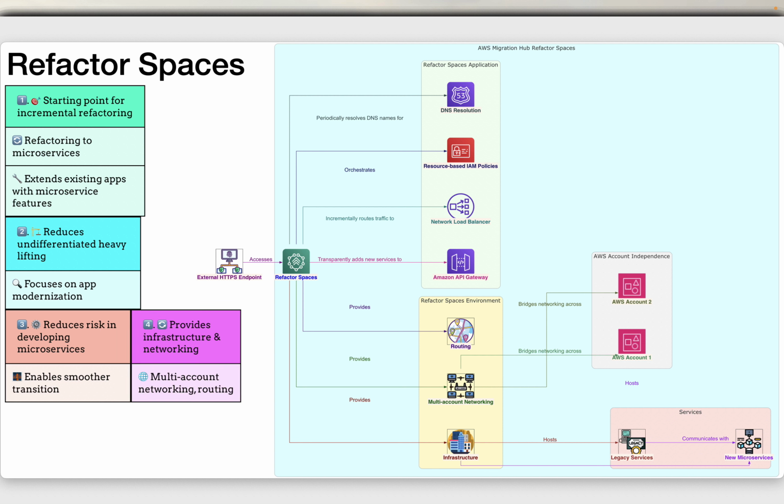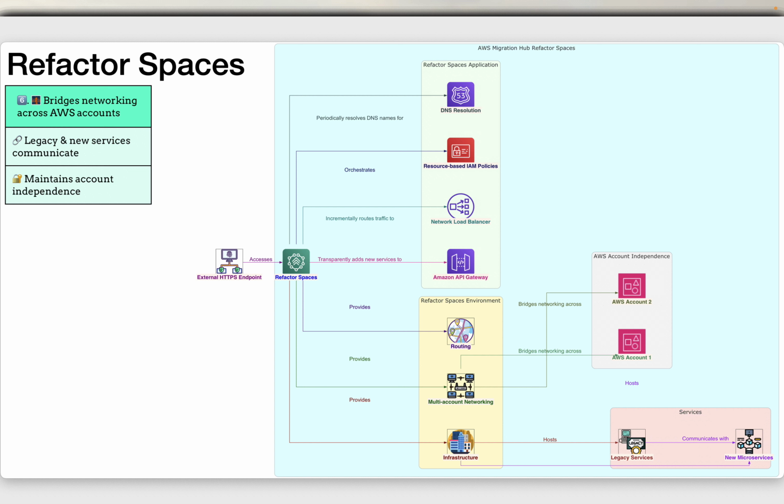A refactor spaces environment provides the necessary infrastructure, multi-account networking and routing capabilities needed for the incremental modernization. With refactor spaces environments, you can transparently add new services to an external HTTPS endpoint, making it easier to integrate and access these services. Refactor spaces bridges networking across AWS accounts, enabling legacy and new services to communicate while maintaining the independence of separate AWS accounts. Refactor spaces creates resources in your account, giving you the flexibility to apply your own configurations, such as setting up an API gateway custom domains after the resources are created.